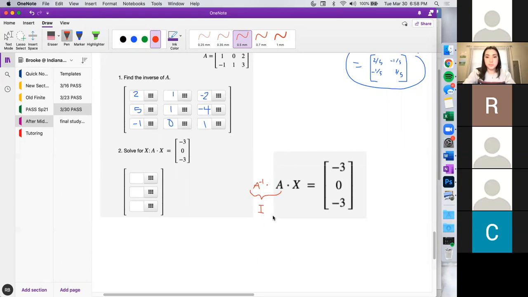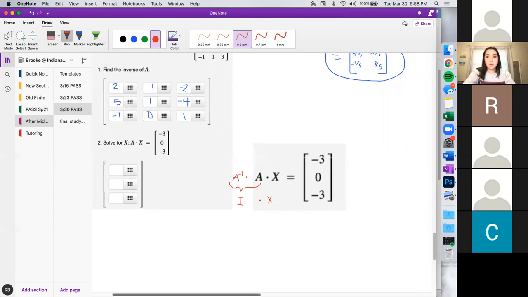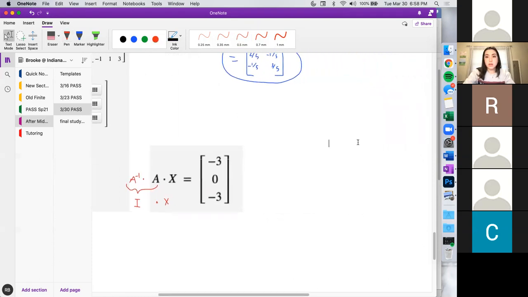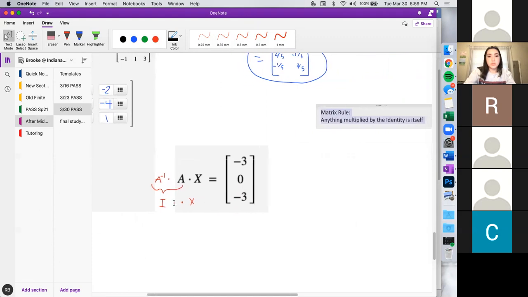And I guess I should mention another cool theory thing. So I'm going to have technically the identity times x. And here's a matrix rule, and I have these written out nicely somewhere else to show you too. Anything multiplied by the identity is itself. So x times I is going to be x. And you can flip-flop it, whatever you want. Anything by the identity is itself. So we're going to have just x on this side.